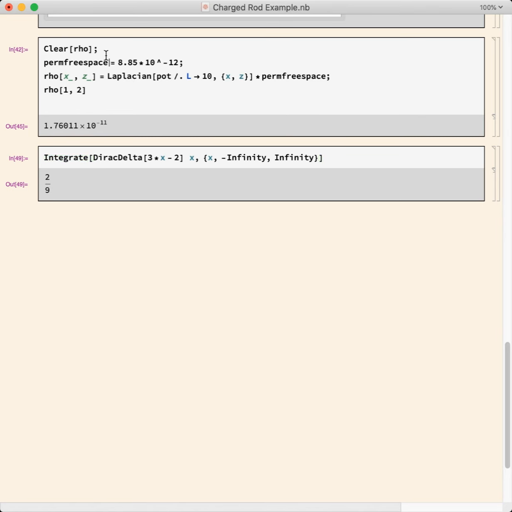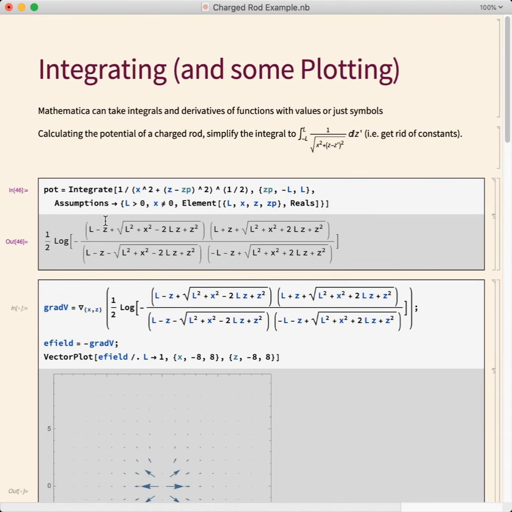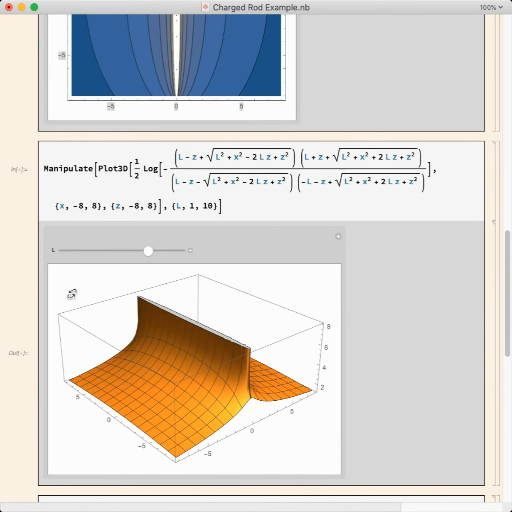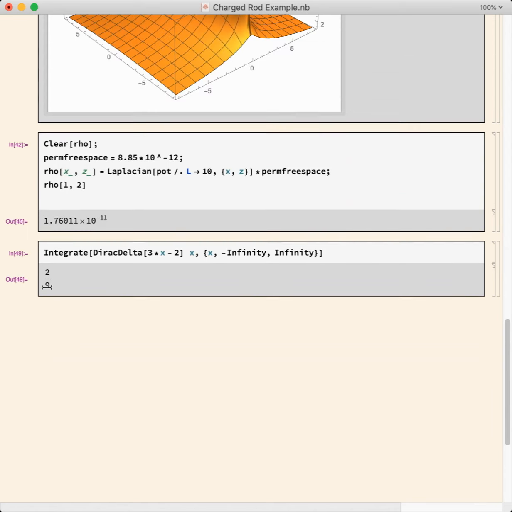So if you look, I'm still using the notebook that I did before, in which I took that integral of that charged rod. And I'm going to save the results of the integral as the potential. So POT is the potential. Again, that's what I'm plotting in all these plots. Here, what I did is I took the Laplacian, which is just a built-in function in Mathematica, of the potential. I had to tell Mathematica what L was, or else it didn't really know how to evaluate that, or at least it couldn't come up with a nice friendly function.